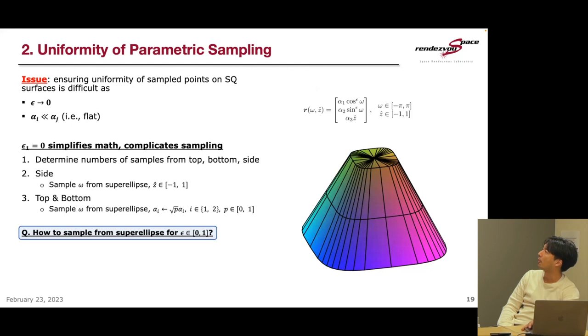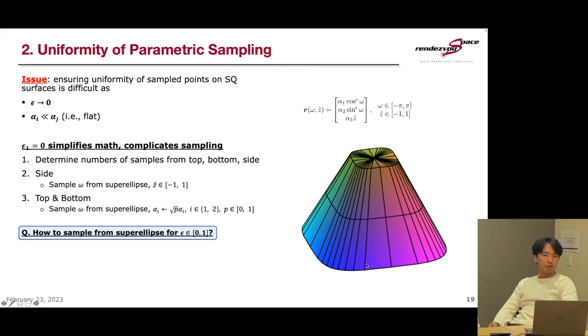Now, uniformity of parametric sampling, also introducing the linear tapering. What I'm doing here is that we're going to sample from three sides. We sample uniformly from this 2D superellipse three times, for a different number of samples based on the approximate ratio of the areas of the top, bottom, and side of the superquadric. For the side, you just add random Z coordinates to those samples. For top and bottom, the Z coordinates are fixed to alpha 3 and minus alpha 3, but then you sample the radius by the square root of a random number.